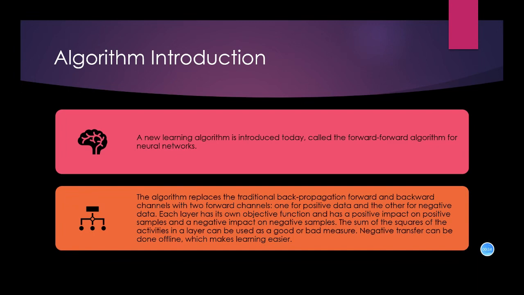Each layer has its own objective function and has a positive effect on positive samples and a negative effect on negative samples. The sum of the squares of the activities in the layer can be used as a good or bad measure. Negative training can be done offline, which makes learning easier.